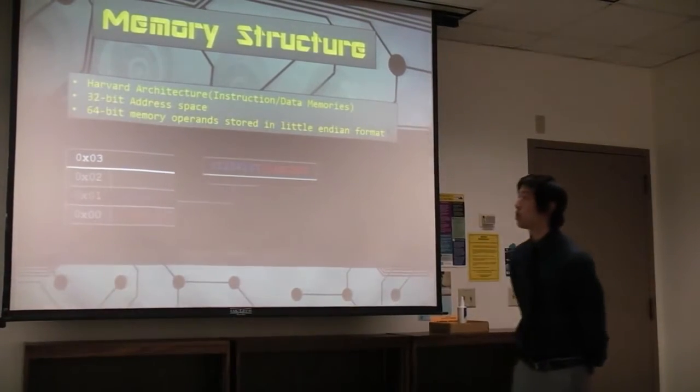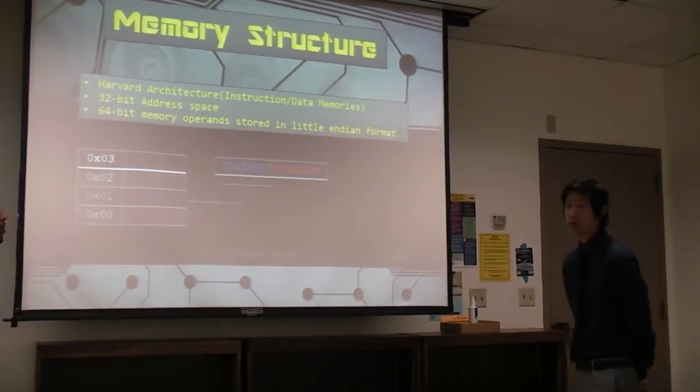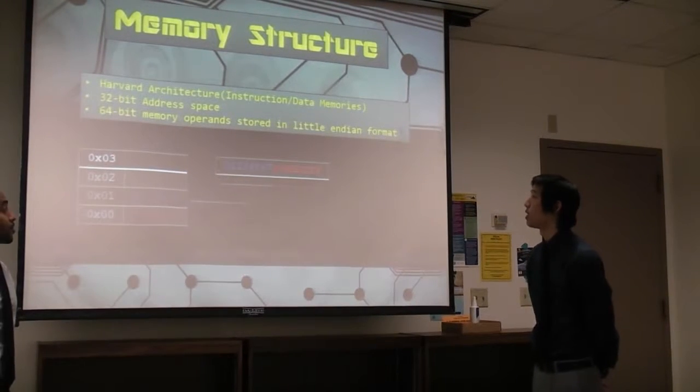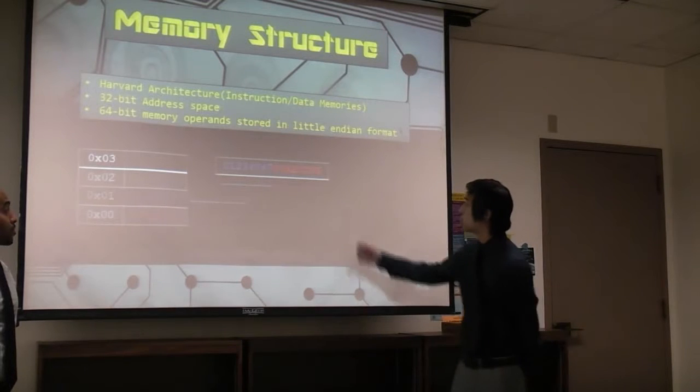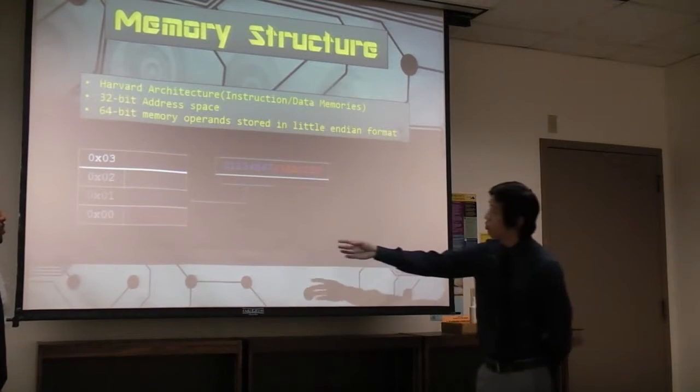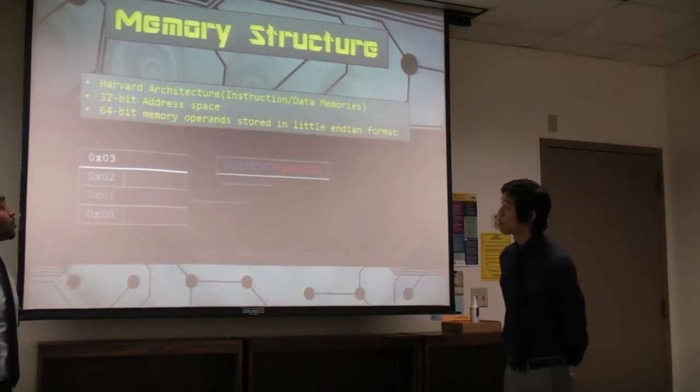So for our memory structure, we have a Harvard architecture. It's a 32-bit address space, and it has 64-bit memory operands stored in Little Endian format. So you take the lower bits and store them first, and then the upper bits come in afterwards.